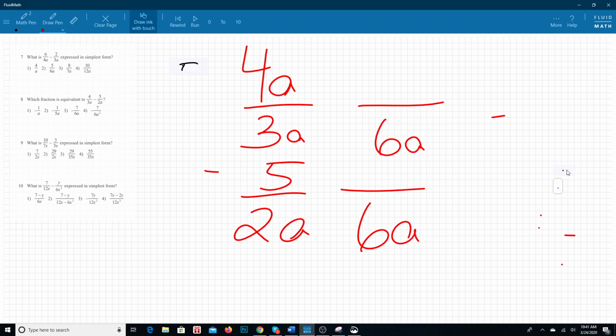Then I'm going to multiply the denominator by 3, and I have to do the same to the numerator by 3. So that gives me 15 for my numerator. For the top, I have to multiply my denominator by 2, because that's how I got 6a. And I have to do the same for my numerator by 2. Left with 8a.